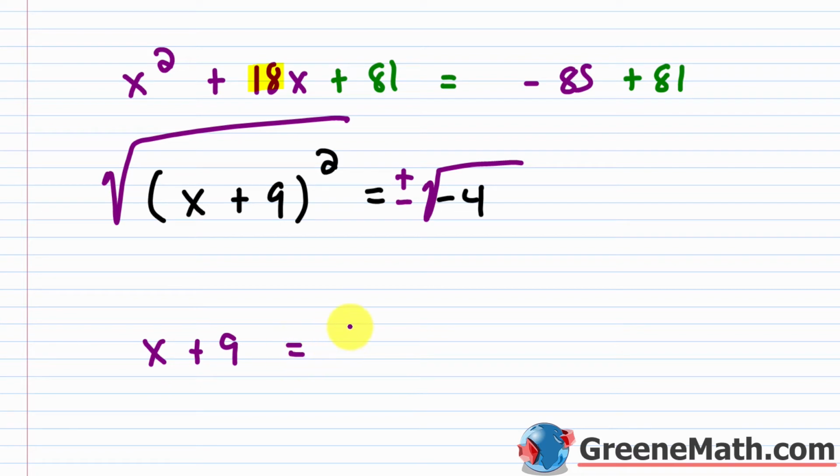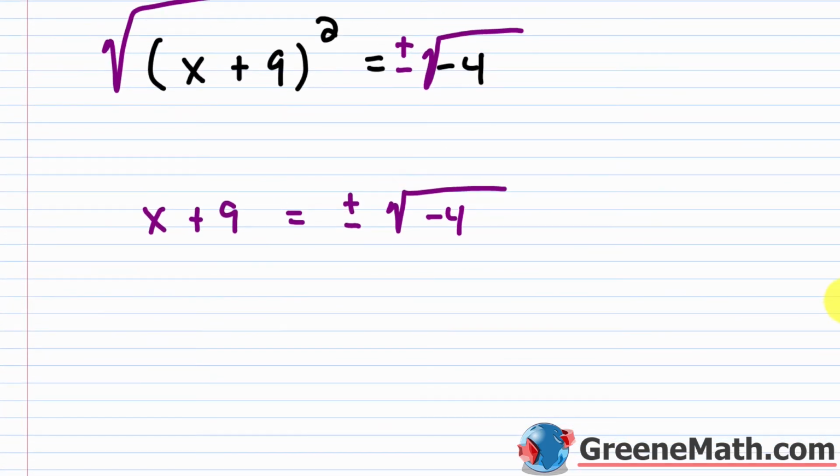And this equals plus or minus the square root of negative 4. We know that the square root of negative 4 could be written as 2i. So let's go ahead and write this as x plus 9 is equal to plus or minus 2i. Okay. Nice and easy from here. I'm just going to go ahead and solve the two equations that I would get.